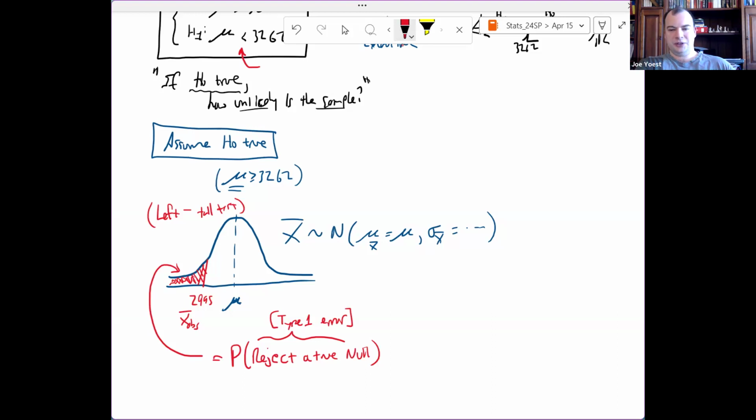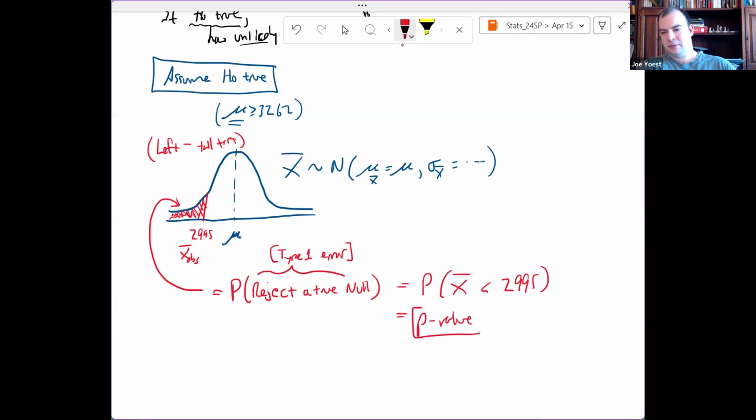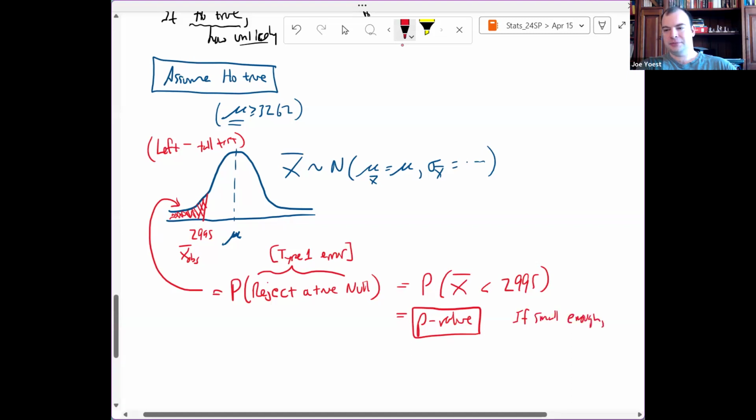So this is the probability I reject a true null, or it's the probability that X bar, the random variable, is less than 2995. We have a name for this. We call this the p-value. So that's an important idea. We can compute the p-value, and then we say if small, or particularly if small enough, then we reject H naught. Otherwise, do not reject H naught.